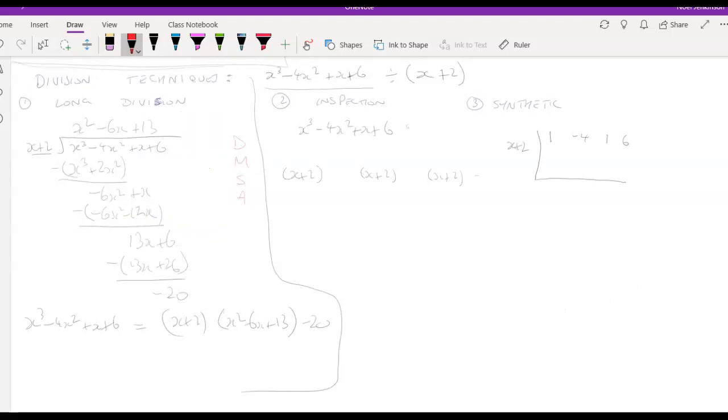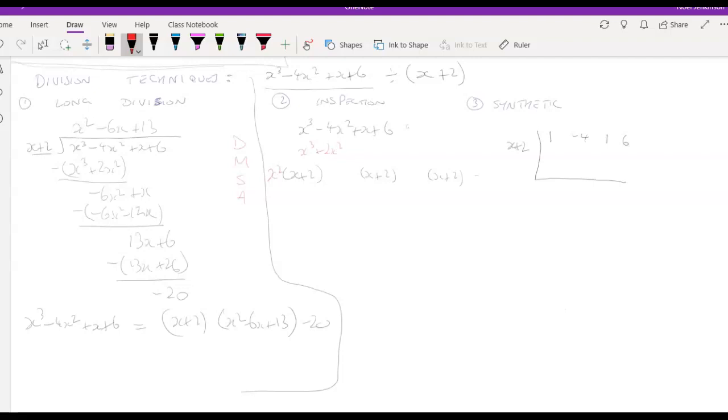By inspection, we first ask ourselves the question, what do I need to multiply this x by to get x cubed? And the answer is x squared. It's the same question as I put up there to get x squared. Same thing. Now I'm going to multiply that out. X squared by x is x cubed. X squared by 2 is 2x squared. Exactly like I multiplied out there.